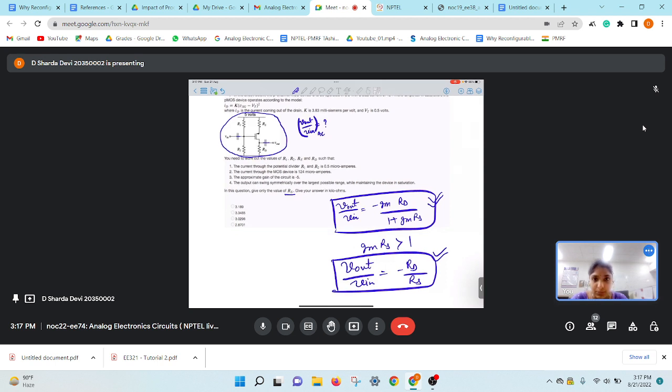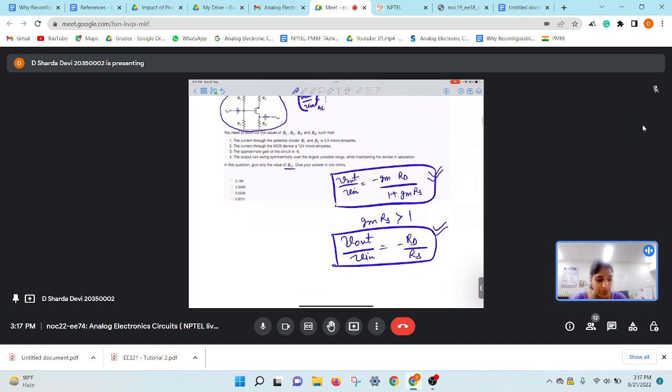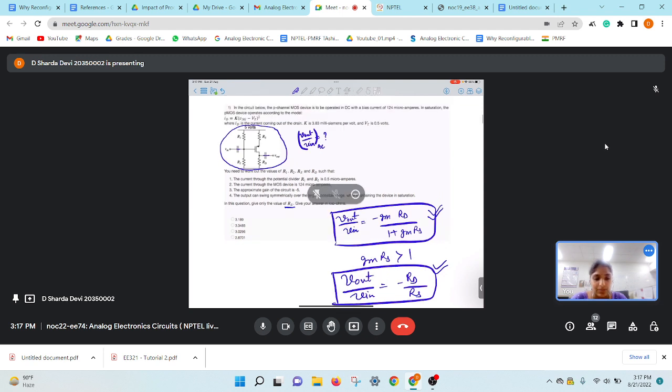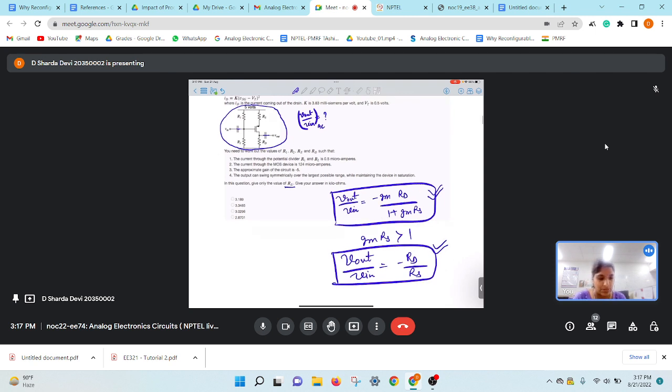Hello. So do you want me to go through this gain expression and solve this? Students, am I audible? Yes, ma'am. So would you like me to solve this expression for gain? Yes, ma'am.